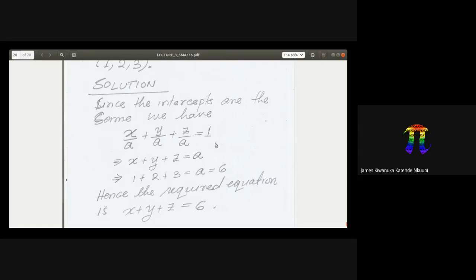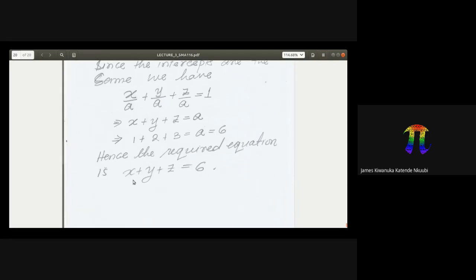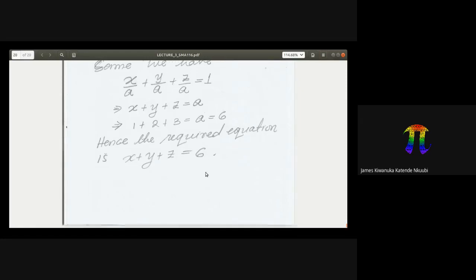But we know that the point (1, 2, 3) lies on the plane, right? So since it lies on the plane, it must satisfy this equation. So we can just substitute: 1 plus 2 plus 3 should be equal to a. And that means a is equal to 6. So the equation we are looking for is x plus y plus z is equal to 6.